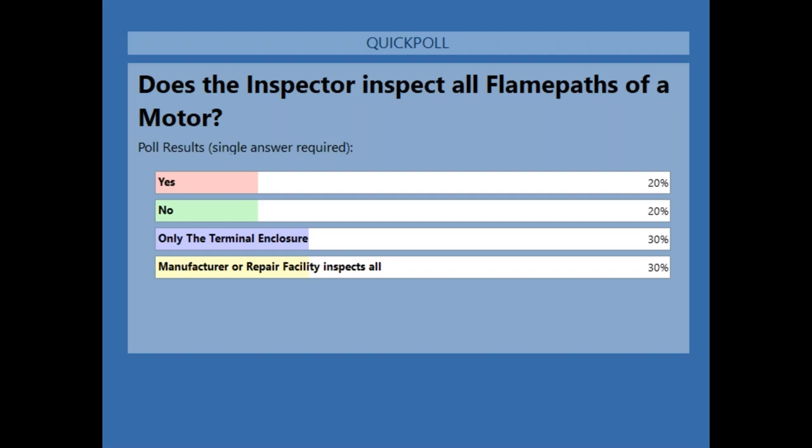Now, the manufacturer or the repair facility, yeah, they would be the one inspecting every single one, because that's their responsibility. When it comes to only the terminal enclosure, that's what the guy in the field would be inspecting. So the two most correct answers would probably be the bottom two. But I purposely made it this way so it's open to interpretation. I want to get people's opinions.